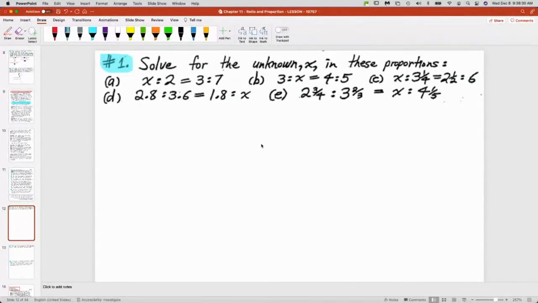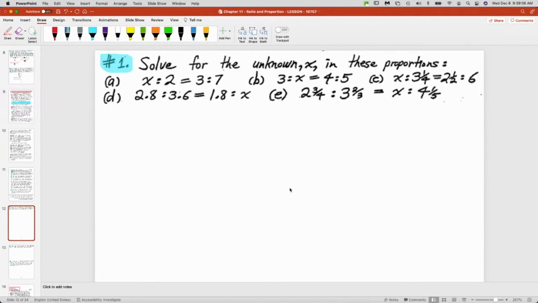We have a little bit of an extra layer here. It says solve for the unknown value x in these proportions. Many of you can do these types of questions. If the numbers were nicer, you could do these in your head and you don't need to make fractions out of them. For example here, if this 7 was a 1, then you could say, oh, it's a 2 to 1 ratio, and you can tell that x equals 6 very fast.